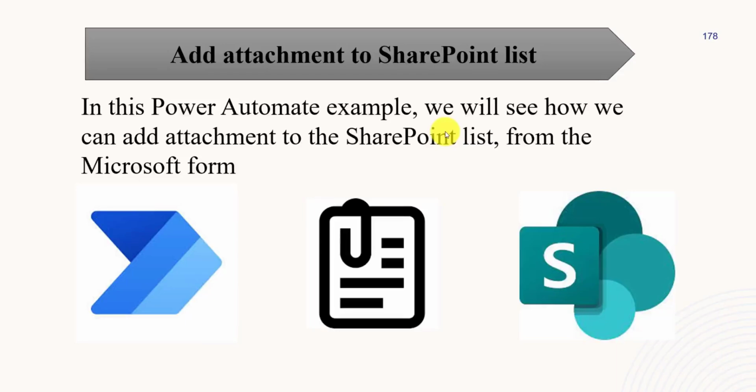Hello everyone. In this Power Automate session, we will discuss how we can add attachment to the SharePoint list from the Microsoft form. Now let's see our Microsoft form and the SharePoint list, and after that we will see how we can create the flow that will add the attachment to the SharePoint list.